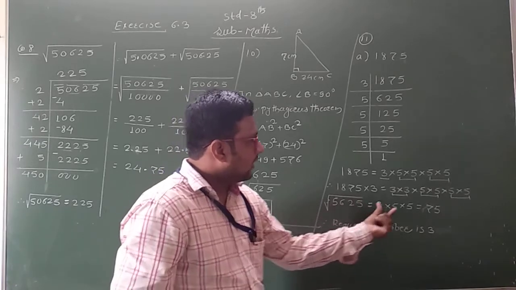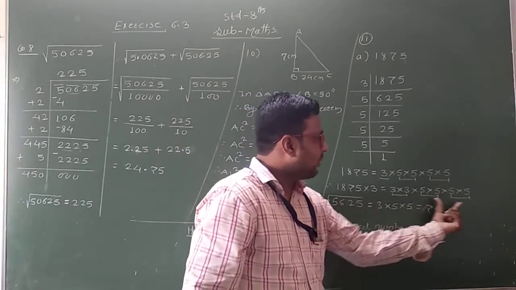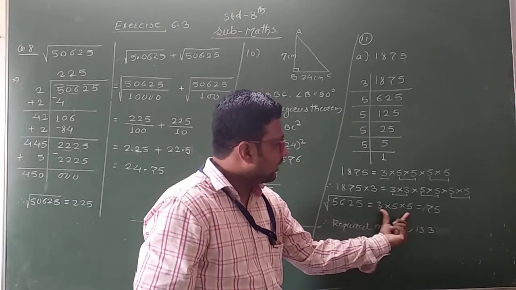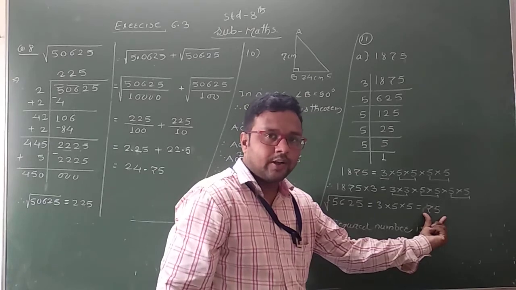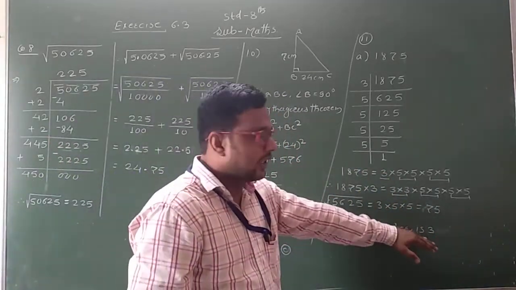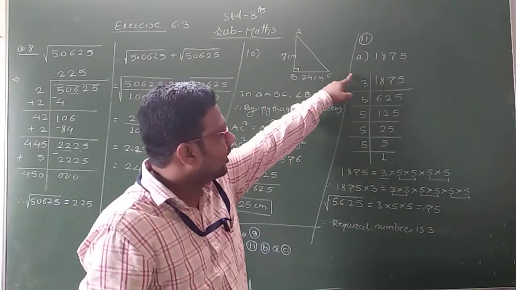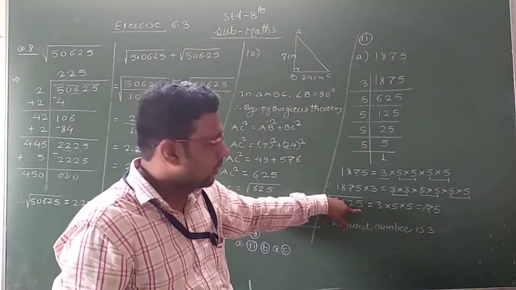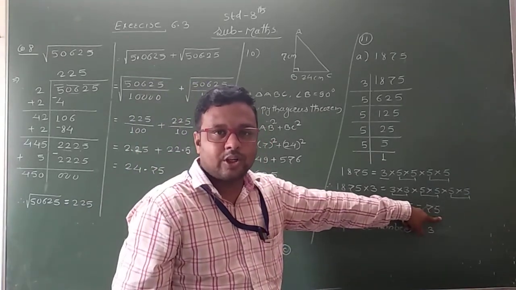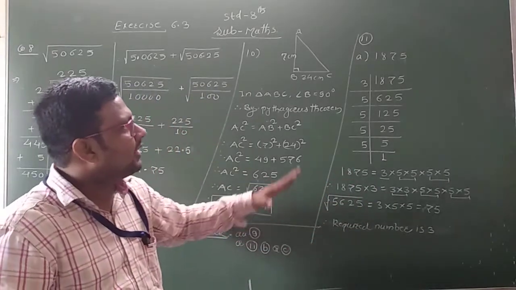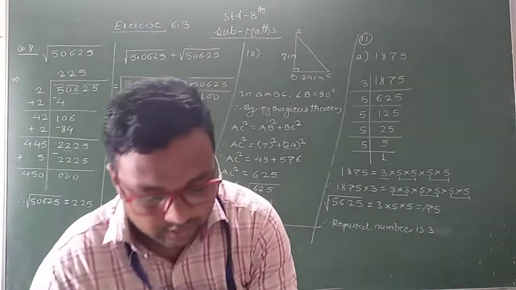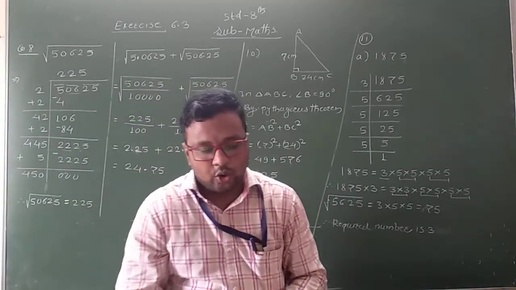And for its square root, you have to take one number from each pair. That is 3 into 5 into 5. And their multiplication is what? 75. Okay. Now what is the answer here? What is the required number? Required number is 3, by which we multiply the given number to become a perfect square number. This is the perfect square number and its square root is what? 75. Okay student, I hope you understand how to complete this question. You understand this? Now note down your homework.